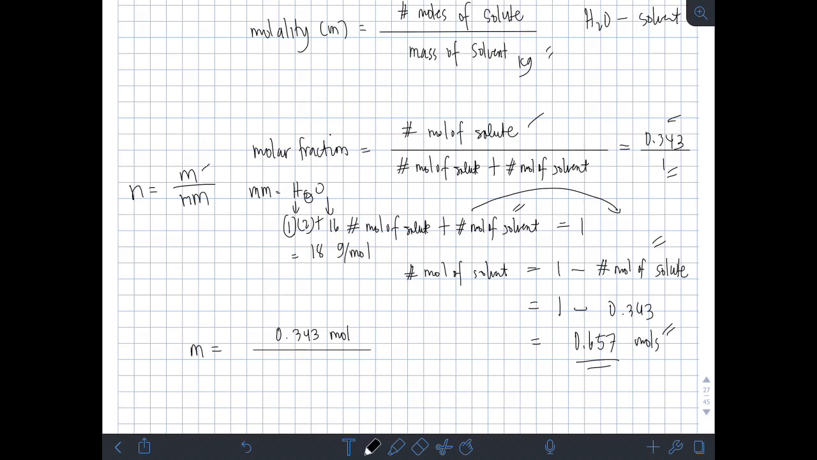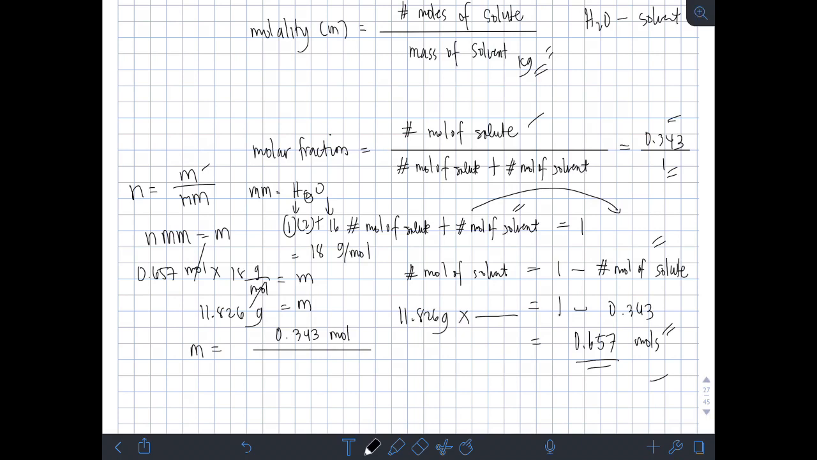Let's get the mass. We multiply the moles by the molar mass to get the mass. The number of moles is 0.657 mole times the molar mass of 18 grams per mole. This is the mass of the solvent. That gives 11.826 grams, and the mole cancels. But it should be in kilograms, so let's convert this 11.826 grams into kilograms.